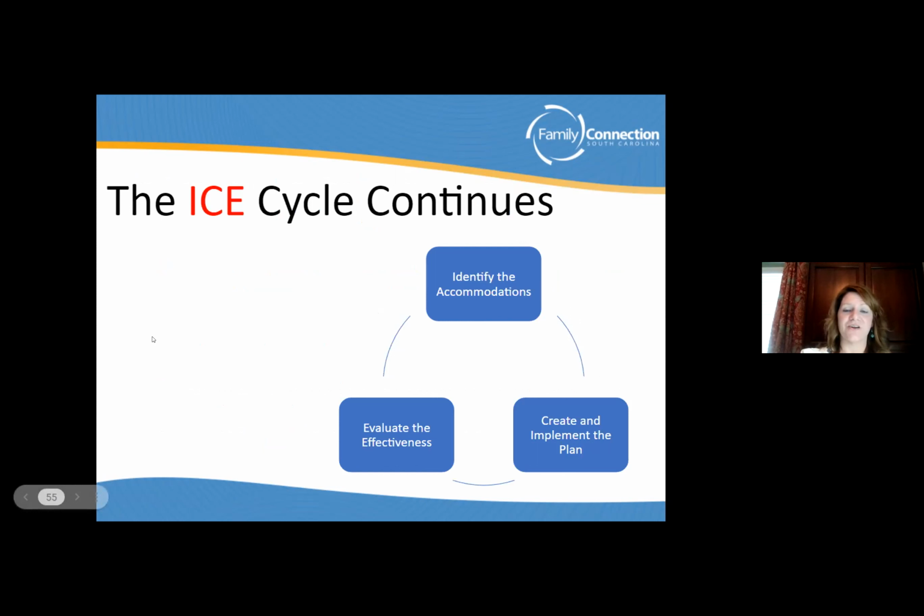So we're back to our ICE cycle: identifying the accommodations, creating and implementing the plan, and evaluating the effectiveness. If you can see my cursor here, it's a cycle that we just keep doing over and over again. And in a broader sense, that's the whole idea with the individualization of IEP services. You're identifying a need, identifying a strategy, putting it in place, and then measuring it to see if it's working. And if it isn't working, then we're moving on, or we're retraining, but we're doing things with fidelity to see if they improve the situation.